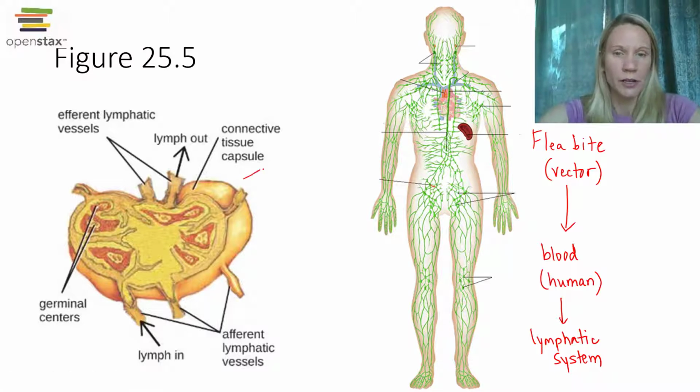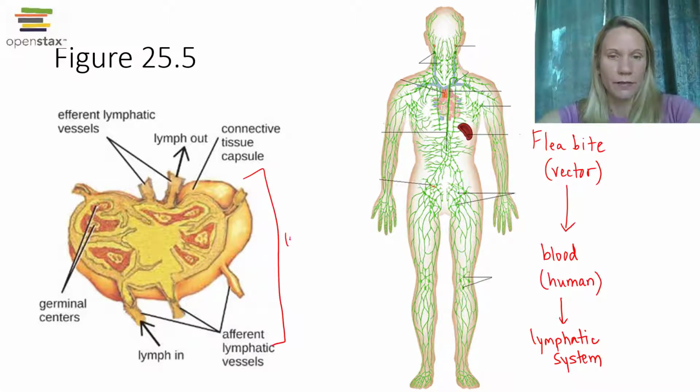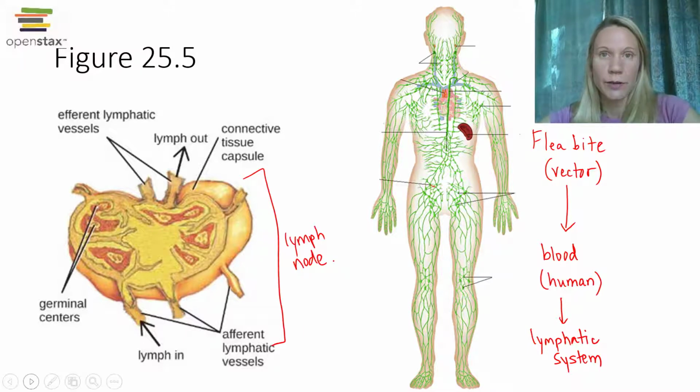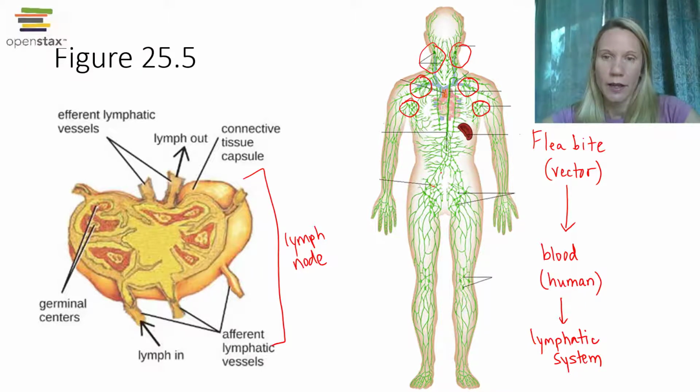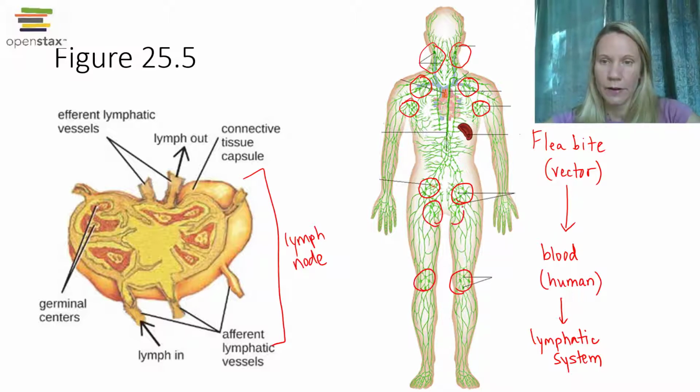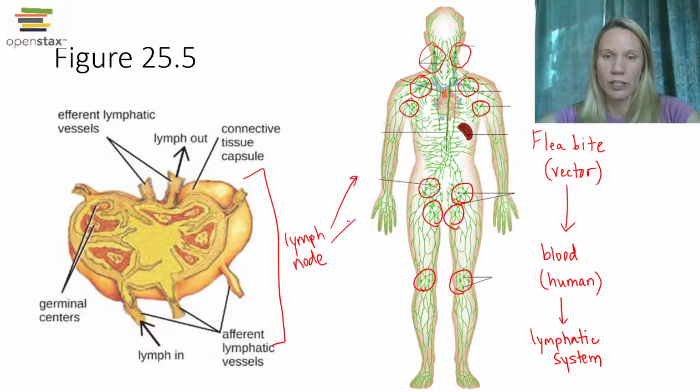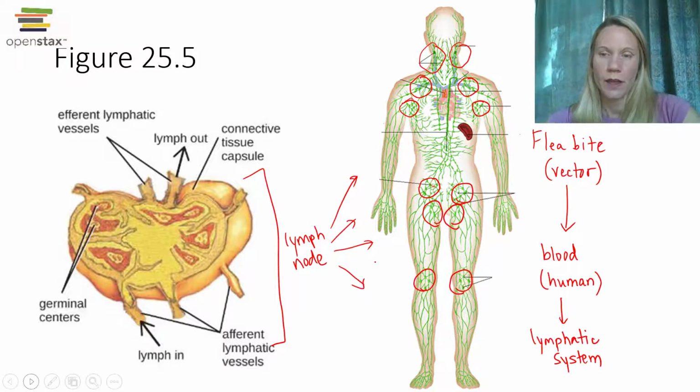So this is a large picture of a single lymph node. But let's also circle the location of lymph nodes around the body. So in the neck, in the armpit, close to the shoulder, in the groin, and in the knees, around in here. So here we're looking at the location of lymph nodes. And so we go from lymphatic system to the lymph nodes.